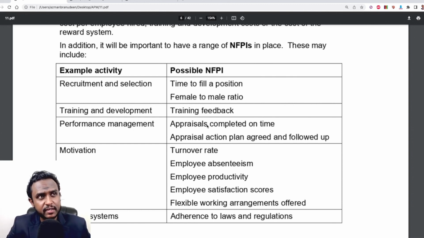So in terms of HR, these are a few examples, and for each of those example activities, possible KPIs have been provided. So just make sure that you go through all of them. I'm going to look at just one: recruitment and selection. That is an important aspect of HR. Now, how do you understand whether the recruitment and selection process is done well? You do that by looking at measures like time to fill a position. If it's really effective, maybe you fill the position well. A female to male ratio would be a metric to measure diversity in your HR policy.